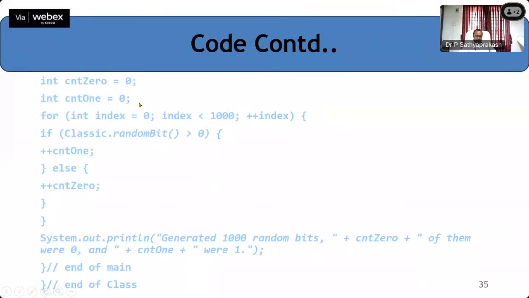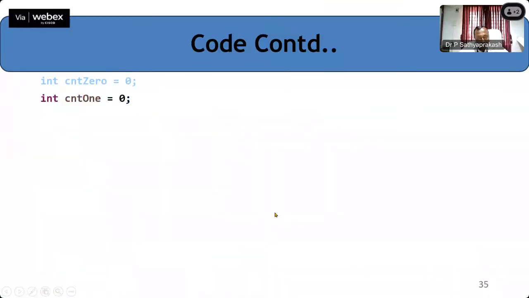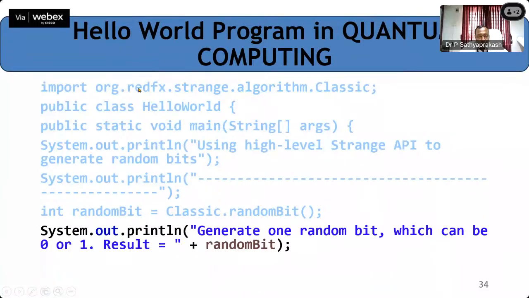Here in the 0 and 1 variables, we have the values 0 and 1, and those values will be held. In classical computing, holding two values at a time is not possible. So this is from the Strange package only, the classic algorithm. To simulate classic, we have this import under org.redfx.strange.